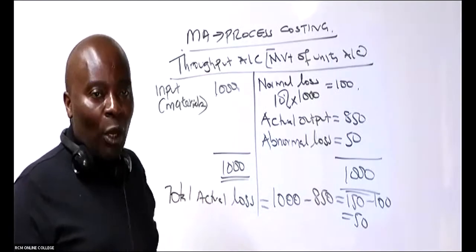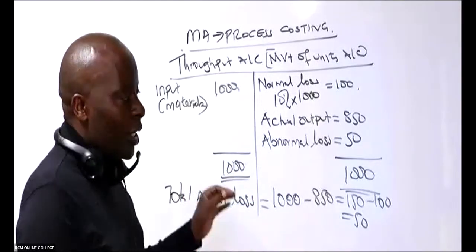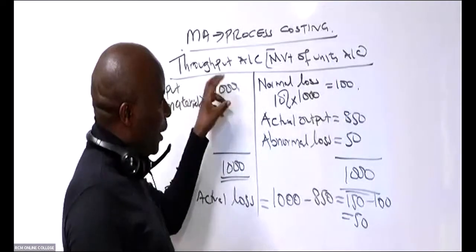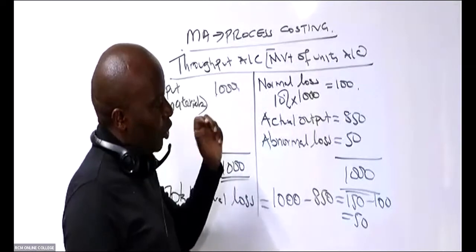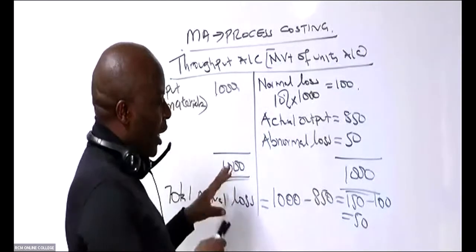For us, it's all about balancing the throughput account. The moment I've put the input, then I account for the entire input. So I have normal loss, which has been given as 10% of the input, 100. They have given me actual output of 850, come and balance.